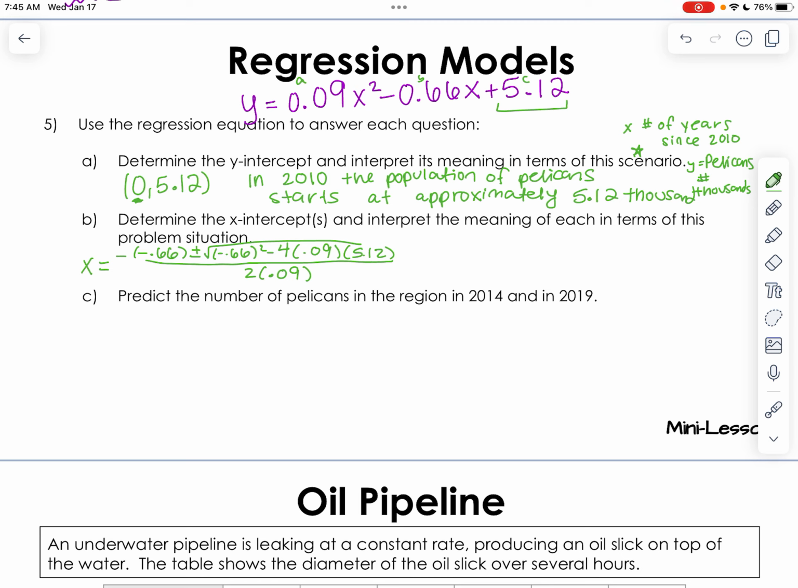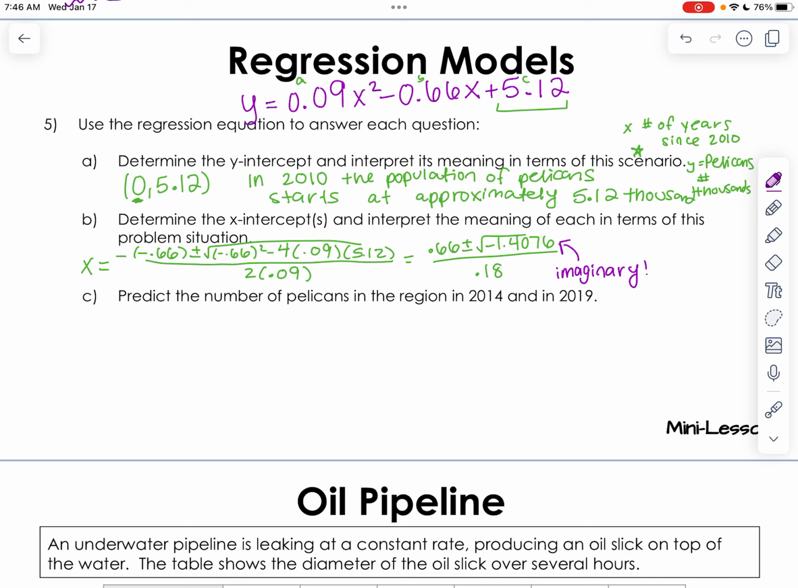All right, so I'm going to plug this into my calculator, and I get 0.66 plus or minus the square root of, in the parenthesis, or under the radical, I get negative 1.4076 divided by 0.18. All right, and here, now that we've gotten to this step, what I notice is that we have a negative under the radical. So that means that this has no real solutions, and they're actually imaginary.